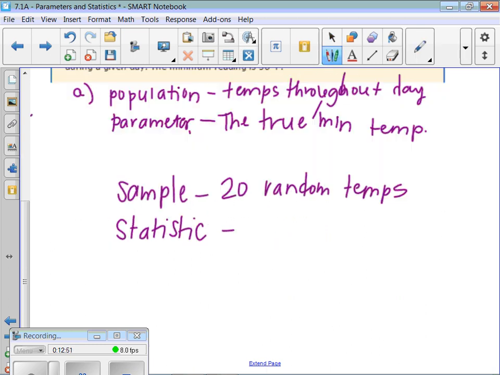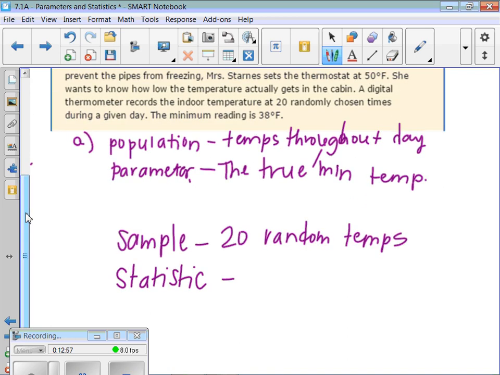All right, and our statistic is what we got from the sample. So Brady, what's our statistic? Yep. So from our sample of 20, our minimum was 38. Okay? That's usually the only true number that we know, is the statistic. Okay?